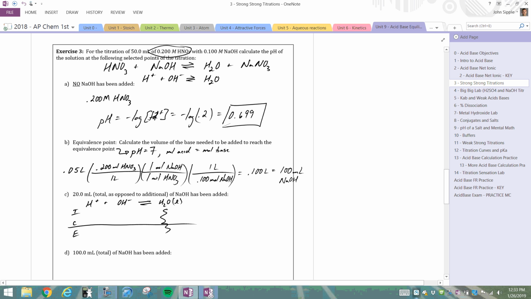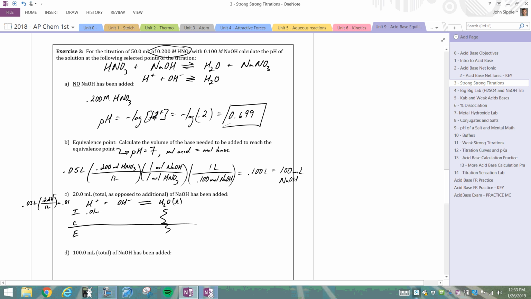The first thing we need to do is figure out the moles. We're going to operate in moles for our ice table. So for H+, we know 0.05 liters, and we have a 0.2 molar H+ solution, 0.2 moles per 1 liter. So that means we've got, what's that, 0.05 times 0.2. Yes, 0.01 moles.